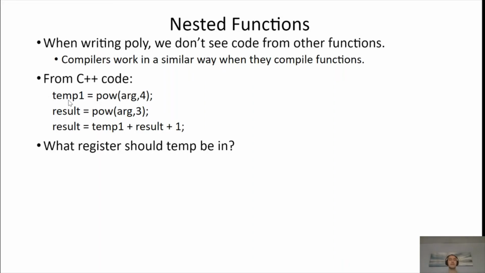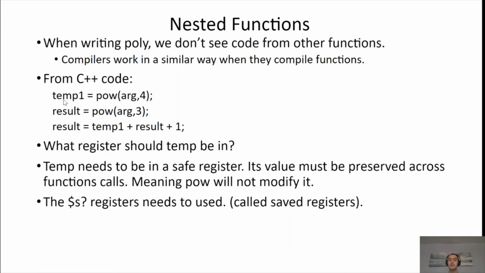We are calling the poly function that we've seen before two times. The first time we put the return value in temp1. The second time we put the return value in result. And then the final result is going to be temp1 plus result plus 1. For some reason, we are calculating something. So now the question is, which register should temp1 be in? Which register should we use for this one? You can pause the video and think about that for a second.